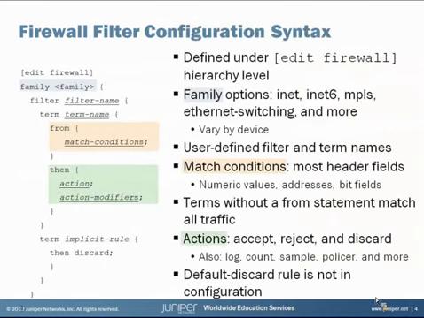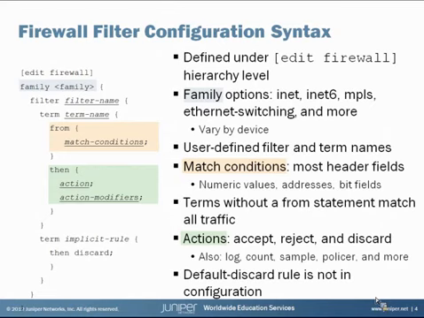Here's a look at the configuration syntax for a firewall filter. You can see the work is done under the edit firewall hierarchy level. The first option there is the family. You can create firewall filters specific to a particular protocol family. Like we saw earlier, IPv4 would be inet here, IPv6, inet6, MPLS, Ethernet switching, and there are more as well. The filter names and the term names are custom defined by you, so you can define whatever name you wish. Some people use full words, some people use numbers, some use letters, entirely your choice.